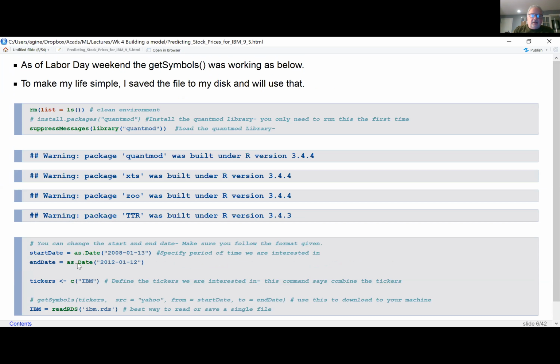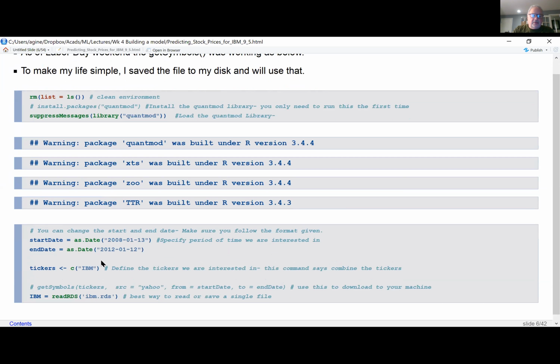Why those dates? Not particularly, pretty arbitrary. It's another arbitrary choice I made. And I chose IBM. Why? Why not? But because I wanted to do this many, many times and I didn't want to query the server every time and wait, I did save the file. And then I just saved it as an RDS file, and I just was reading the file.